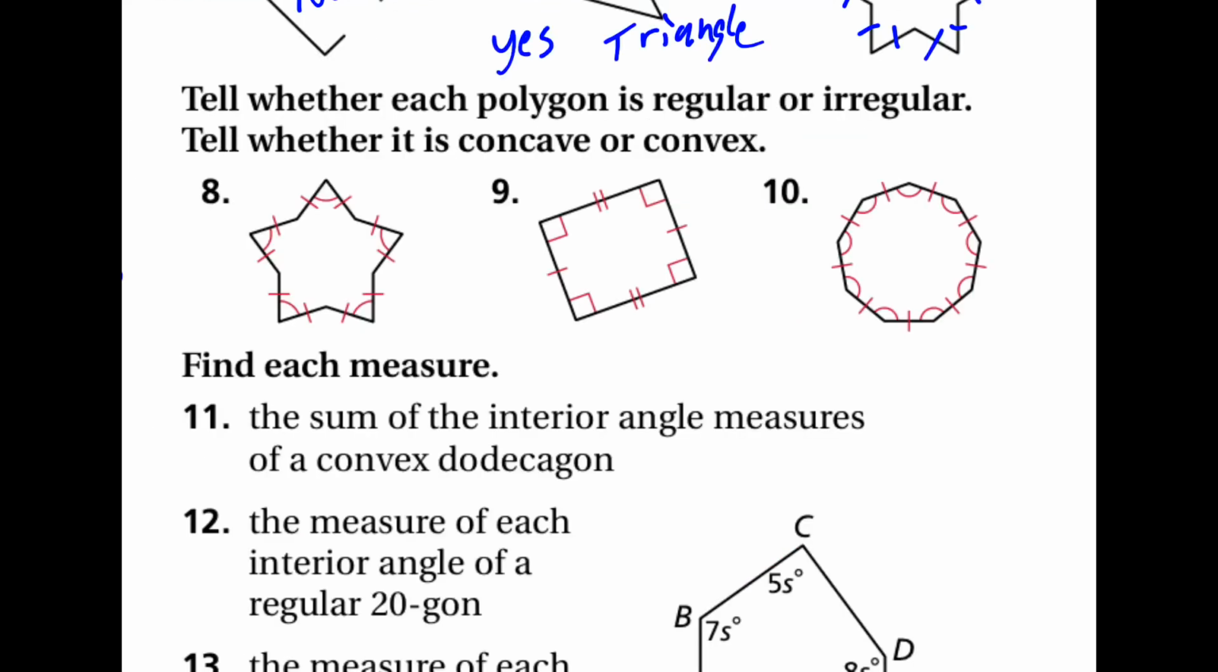So are these regular or irregular? Are they concave or convex? So this one is the only one that is concave because the diagonal is in the exterior. So this one is concave. And the others are all convex.